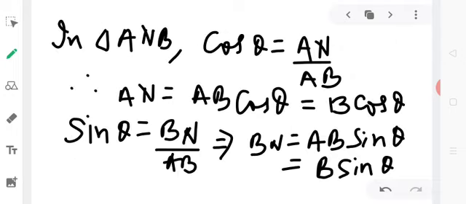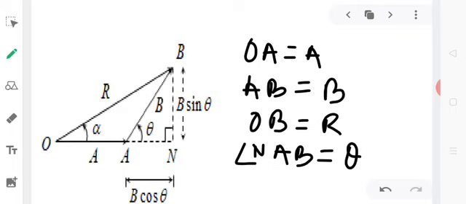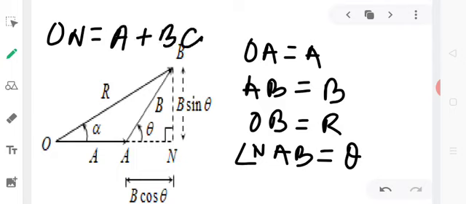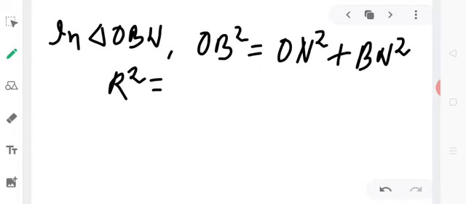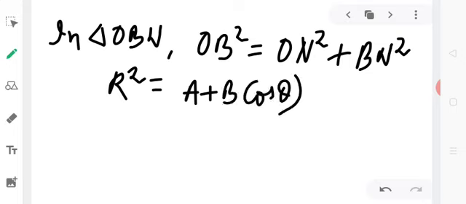What is ON? ON is OA plus AN. OA is equal to A and AN is B cos theta. So obviously ON is equal to A plus B cos theta, isn't it? So let us substitute this value. So we can write down (A plus B cos theta) whole square plus BN, which is B sin theta, whole square.